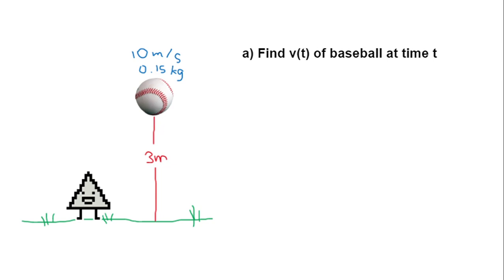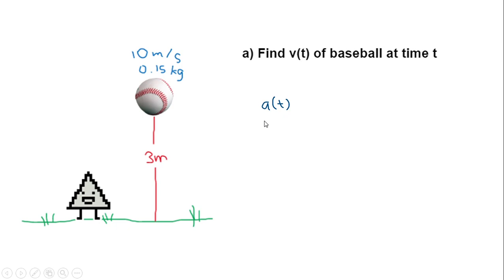So in this problem right here, Tree, our little mascot, throws a baseball 3 meters up into the air. And at this point, its speed is 10 meters per second and it has a mass of 0.15 kilograms. And the first part tells us to find v of t of the baseball at time t.